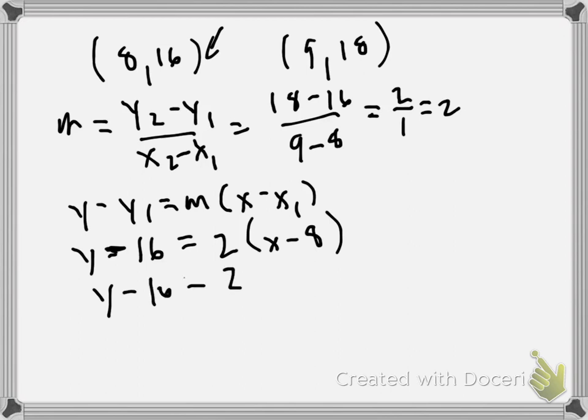We'll distribute here. Move that 16 on over. That'll get rid of those. And so y equals 2x will be my equation. So this is a situation where we need to get our slope first. And again, we've done that with our slope formula. Once we get that slope, we just pick one of the points to be our x1 and y1. And then we plug in, and that'll let us solve and get the y by itself on one side.